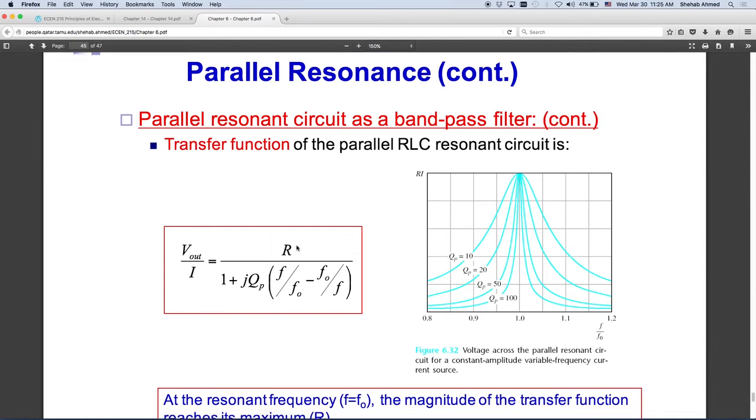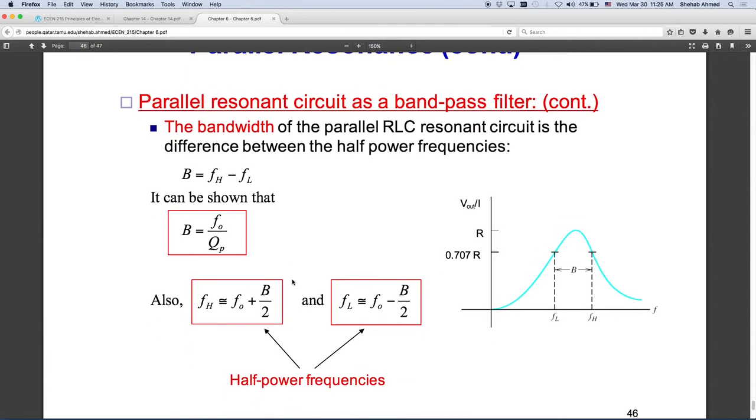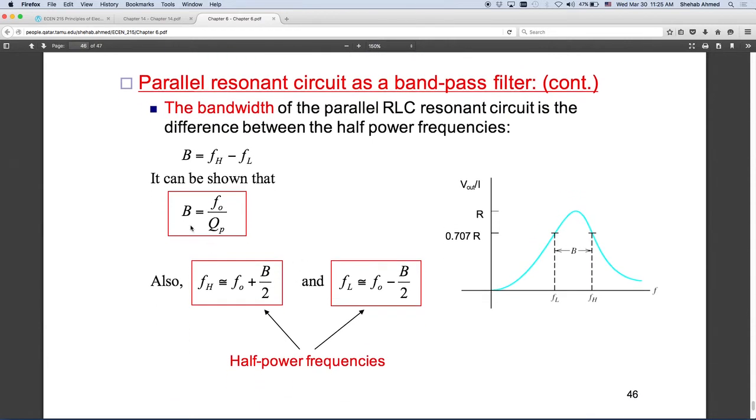Okay, so the transfer function for parallel resonance is the following. The example is very similar to the previous example, and it's the same discussion about bandpass frequency and upper and lower half power frequency points, right?